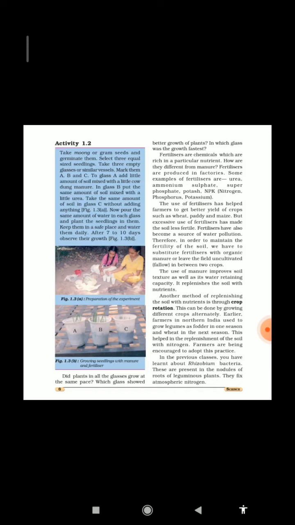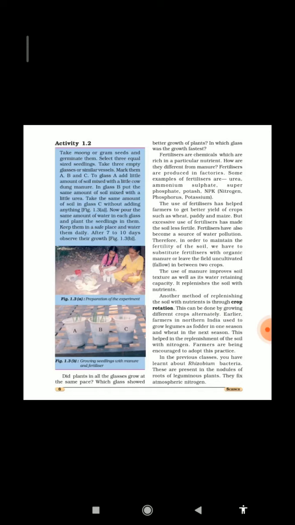Therefore, in order to maintain the fertility of the soil, we have to substitute fertilizers with organic manure or leave the field uncultivated, fallow, in between two crops. The use of manure improves soil texture as well as its water retaining capacity. It replenishes the soil with nutrients. Another method of replenishing the soil with nutrients is through crop rotation. This can be done by growing different crops alternately.